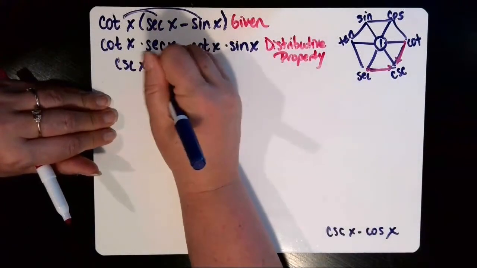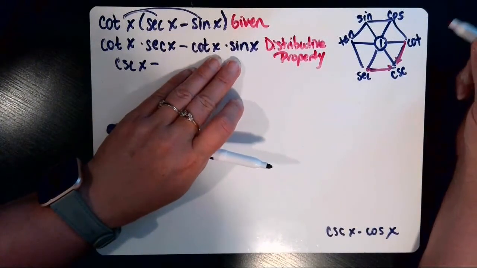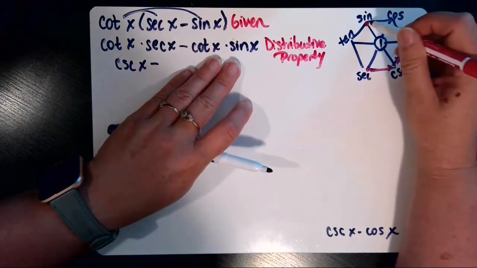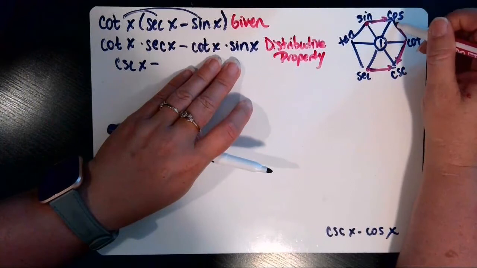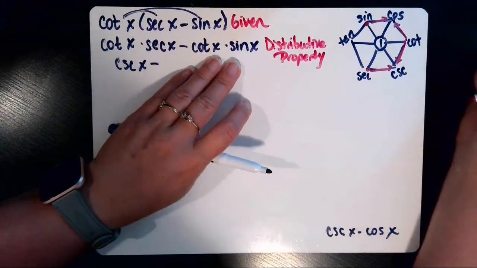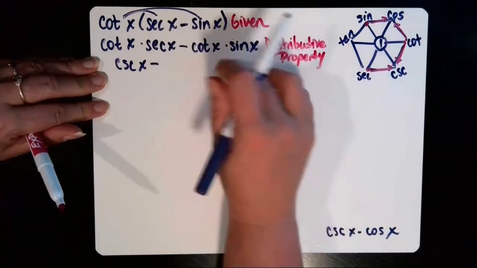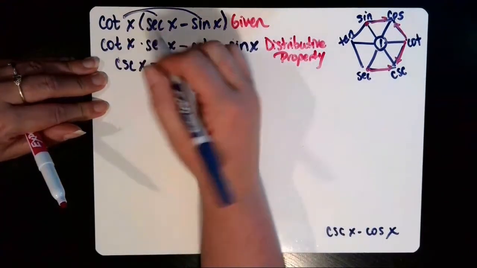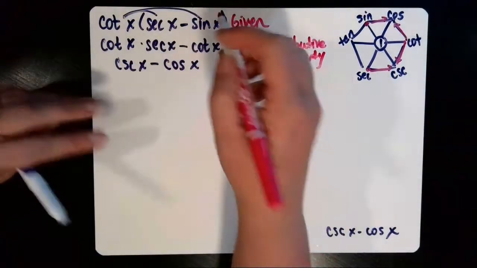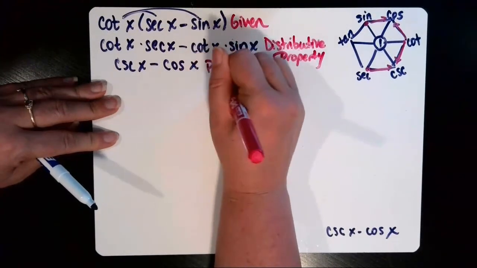Okay, then that's a minus, and looking again on the hexagon, cotangent is here and sine is over here, and so sine and cotangent meet in the middle with cosine. So cosine is the product of sine and cotangent, which means I can use a product identity again for this cotangent times sine, and that is equal to the cosine of x. Our reason for step 3 was applying product identities.